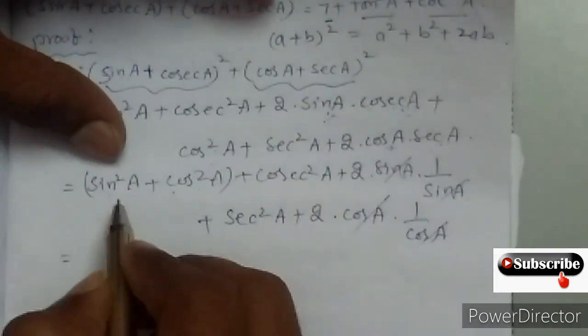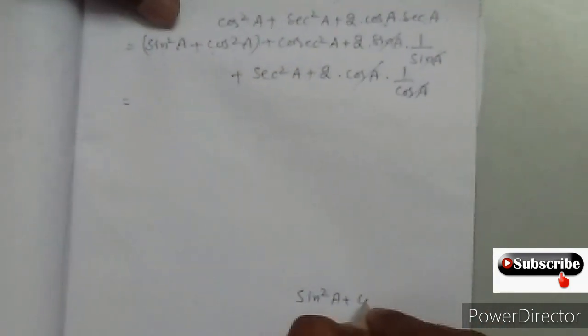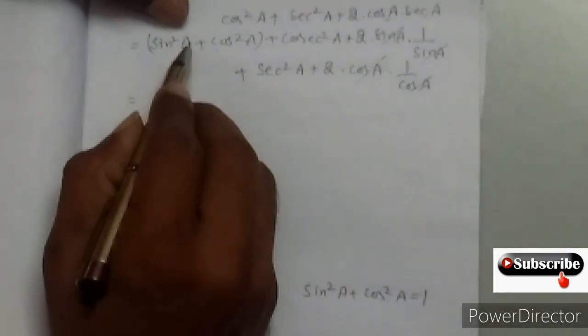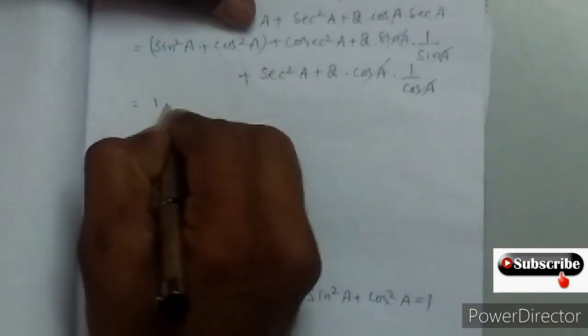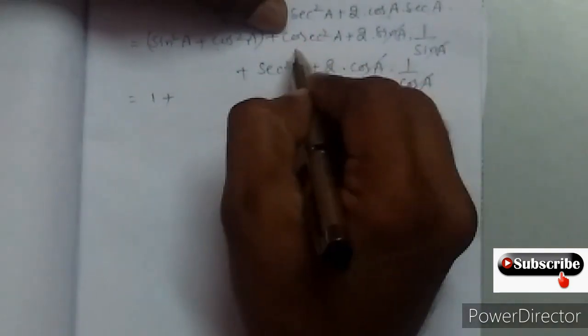Next, we know the identity sin square A. Here I am writing the three identities. Sin square A plus cos square A is equal to 1. So by using this identity we can write sin square A plus cos square A as 1, plus cosecant square A. How can you write cosecant square A?